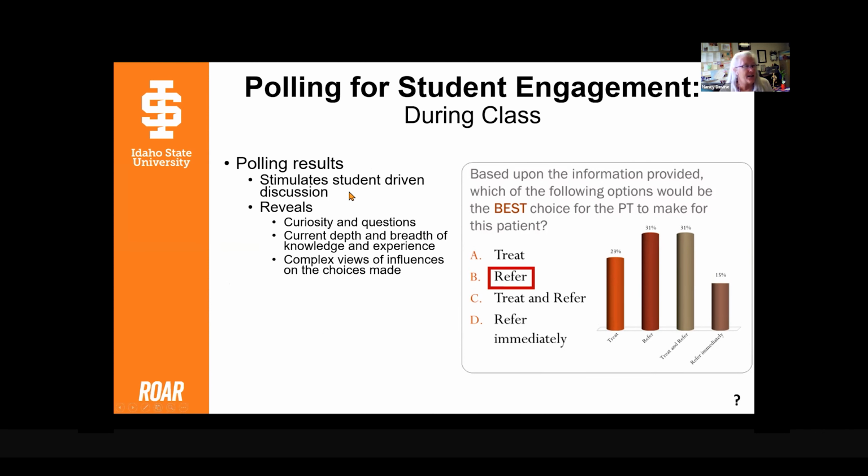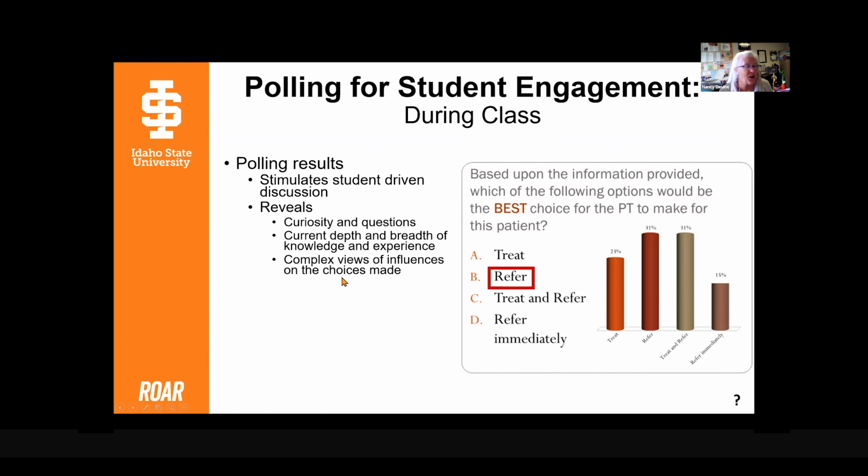So again, during class, it stimulates student-driven discussion. I'm not posing, what do you think about this? They are. And it reveals their curiosity, what questions they have, what else they would have liked to have known. It reveals their current depth and breadth of knowledge as well as their experience. Many of them, for our program, you have to have some experience before coming in. Some of them have paid aide experience, some have been physical therapist assistants, so that all of those different attributes for each unique individual in the cohort ends up contributing to the entire class experience.